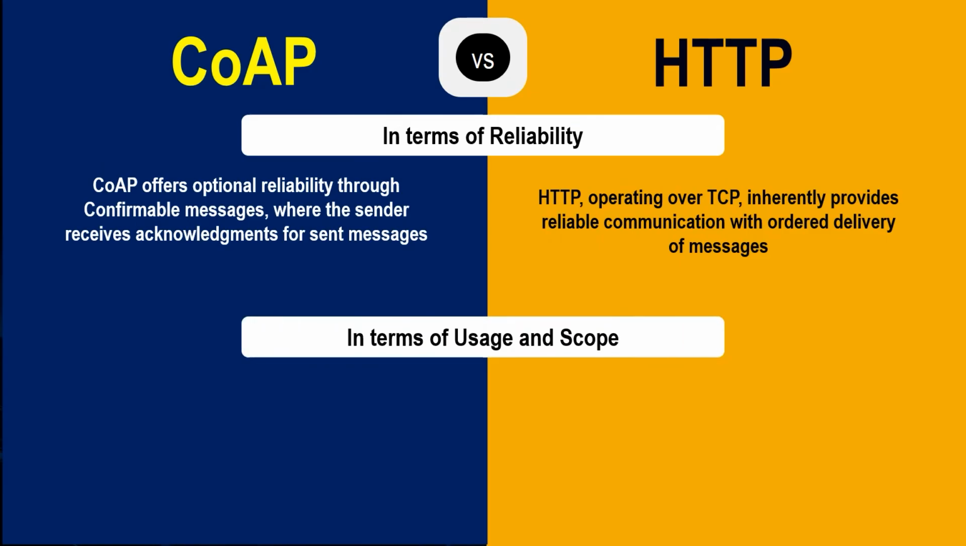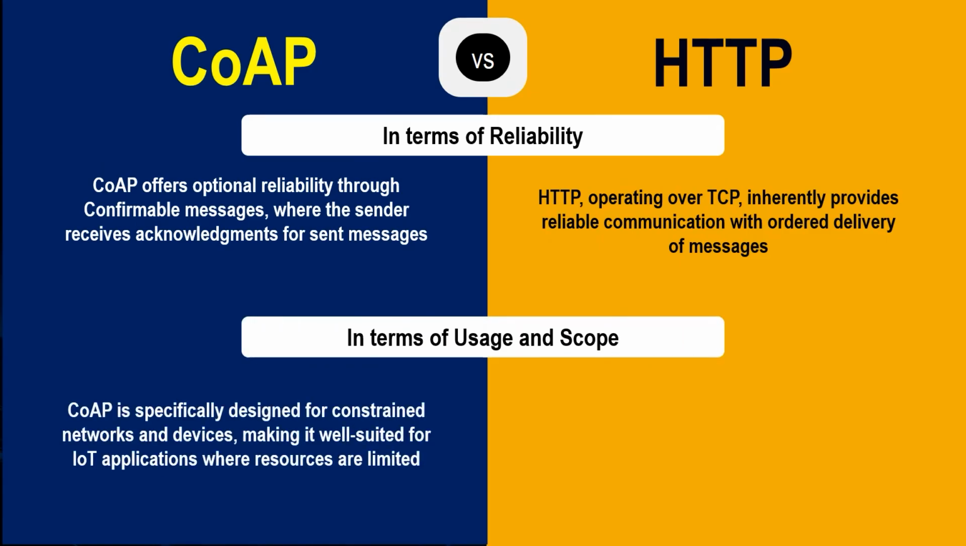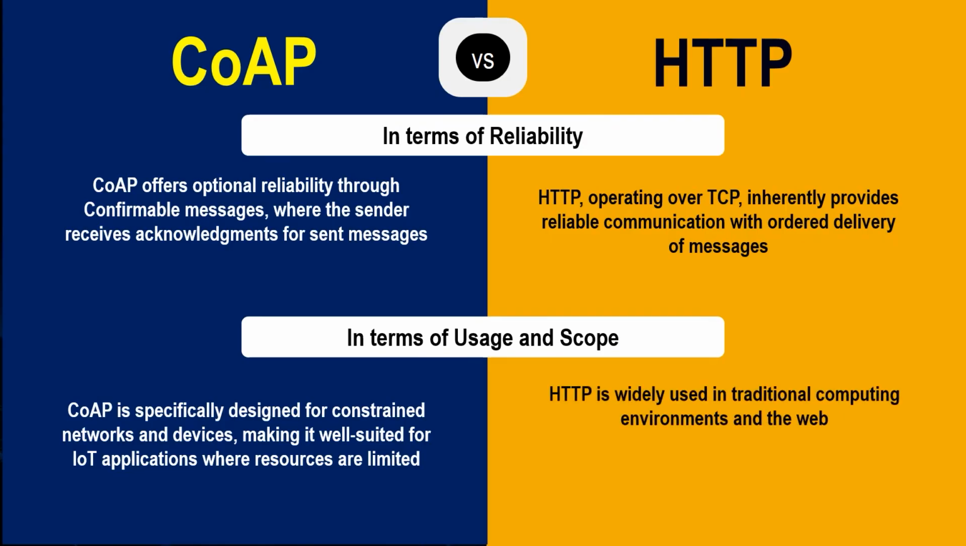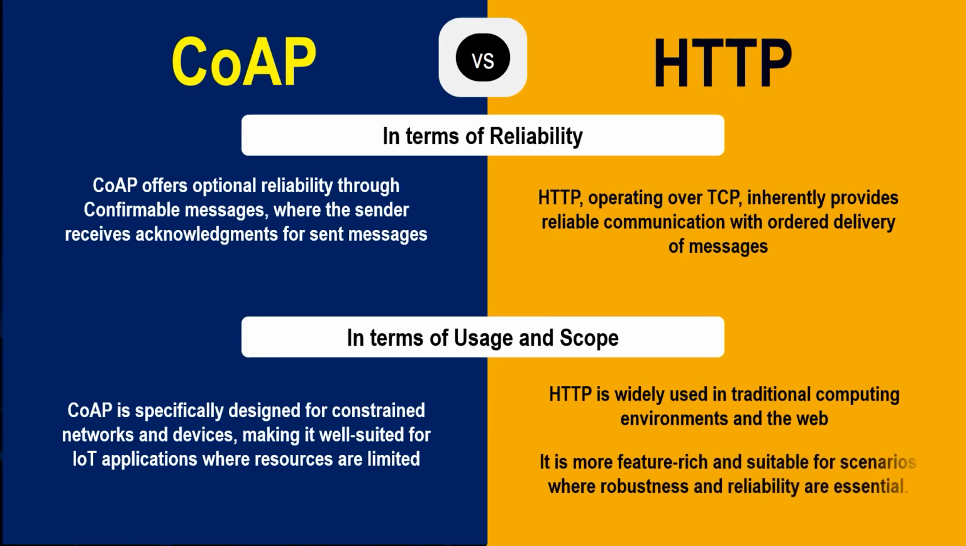Now in terms of usage and scope, CoAP is specifically designed for constrained networks and devices, making it well suitable for IoT applications where resources are limited. Whereas HTTP is widely used in traditional computing environments and the web. It is more feature rich and suitable for scenarios where robustness and reliability are essential.